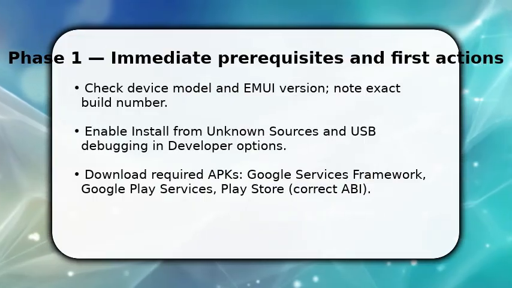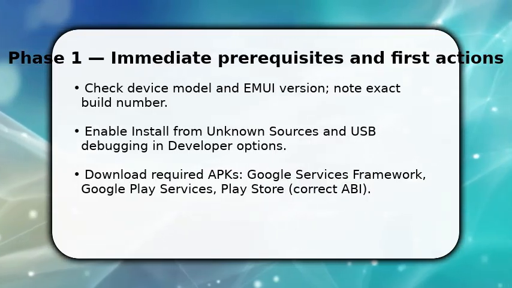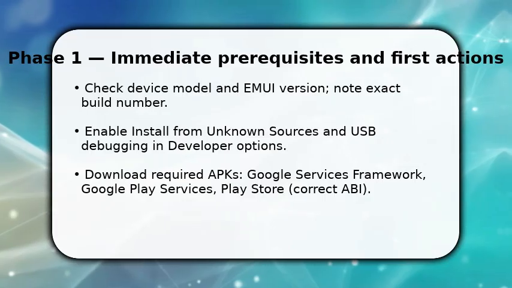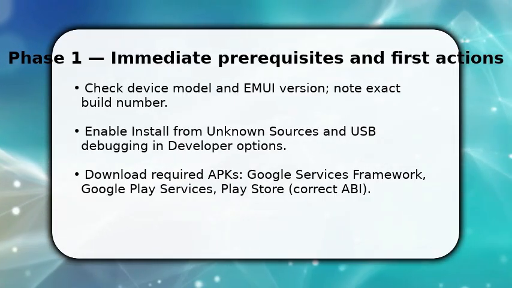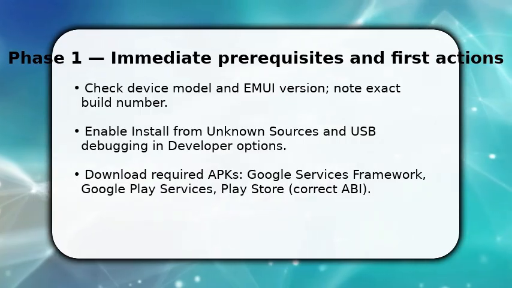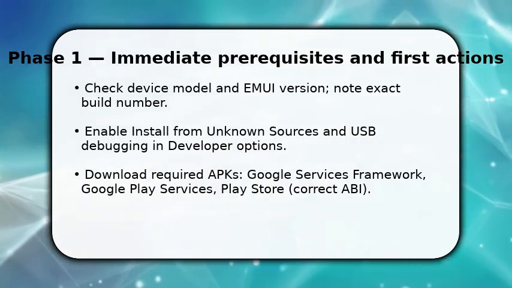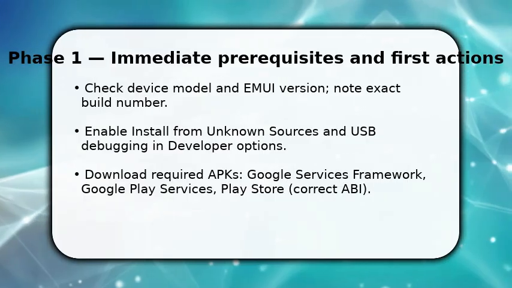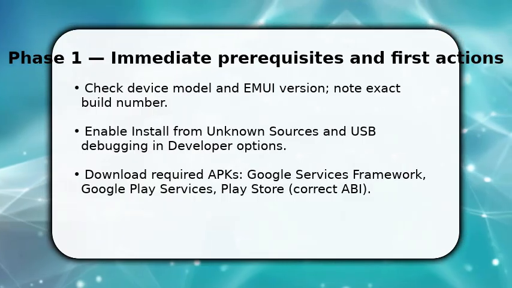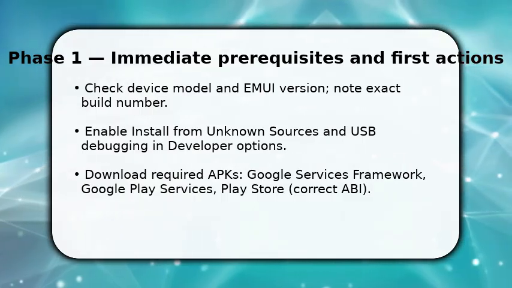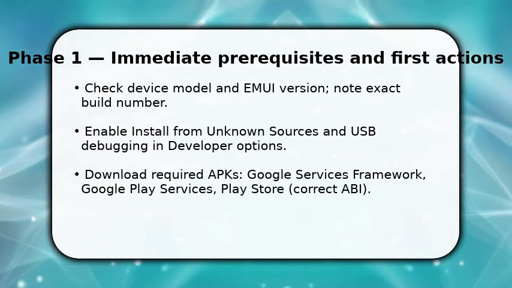You start by confirming the exact Huawei model and EMUI build so you pick compatible APKs. Once done, enable developer options, turn on USB debugging, and allow installs from unknown sources. This avoids permission roadblocks. Next, download the 3 core packages: Google Services Framework, Google Play Services that matches your ABI and Android level, and the Play Store APK. Make sure files are complete and saved to an easy folder. You're preparing the environment so installation won't fail mid-process.